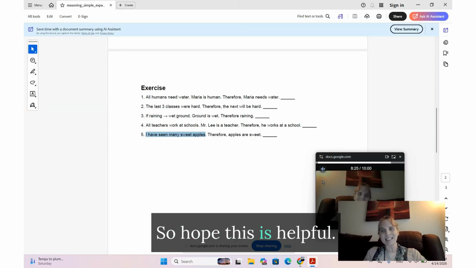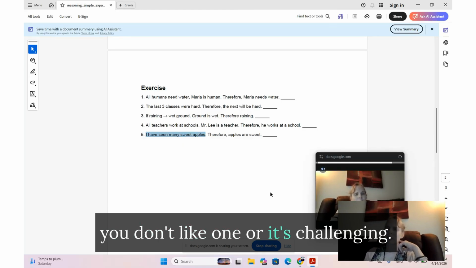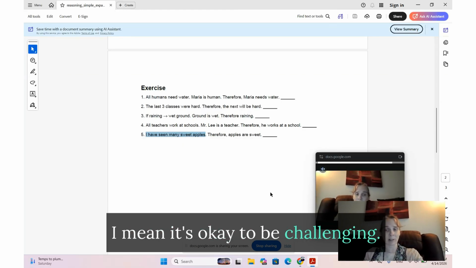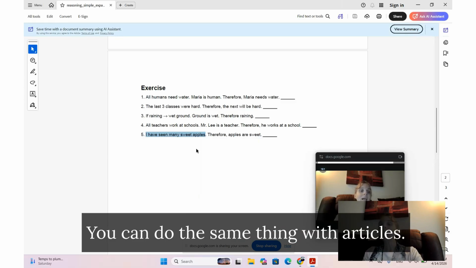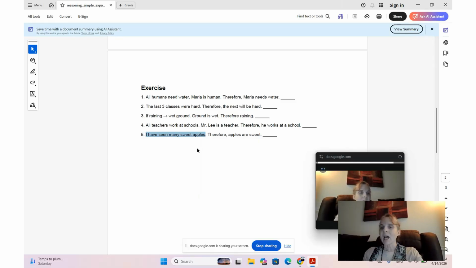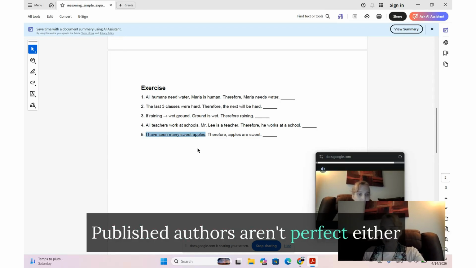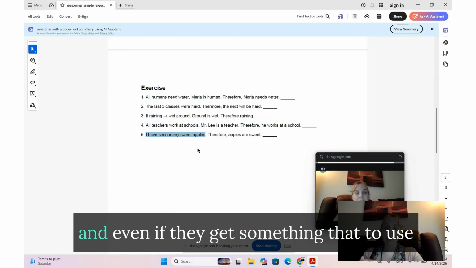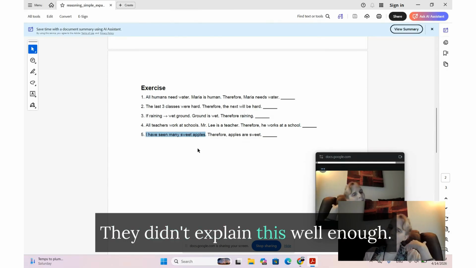So hope this is helpful. With the articles, feel free to say if you don't like one or it's challenging. I mean, it's okay to be challenging. But like here, I was like, well, there could be a problem here. There could be a problem here. You can do the same thing with articles. Nobody's perfect. Published authors aren't perfect either. And even if they get something that's used wrong, like this didn't work for me. I was confused here. They didn't explain this well enough.